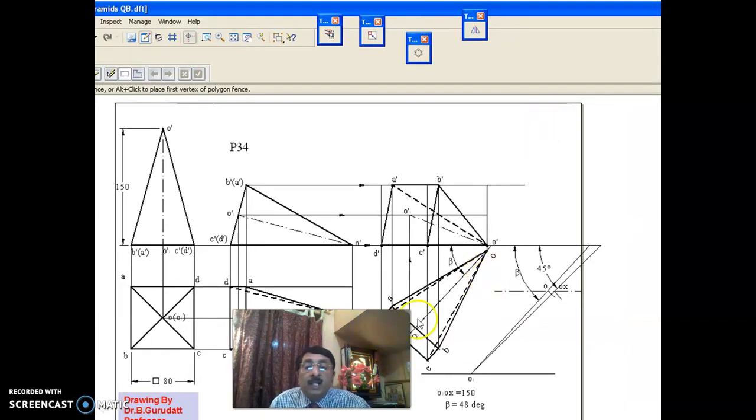Finally, we will see that the axis is also completed this way. That is, from O, we take it to this O1 dash, and O dash, O1 dash, it should be a light line. It's an imaginary line. It's an axis of symmetry line. This axis is also completed. This is the problem number 3.